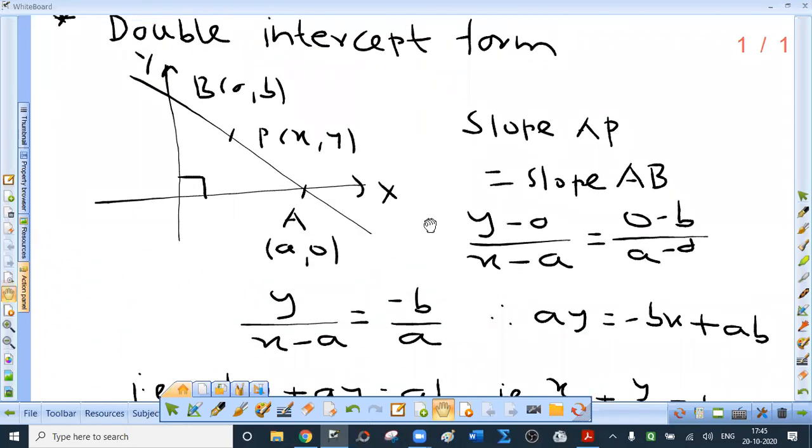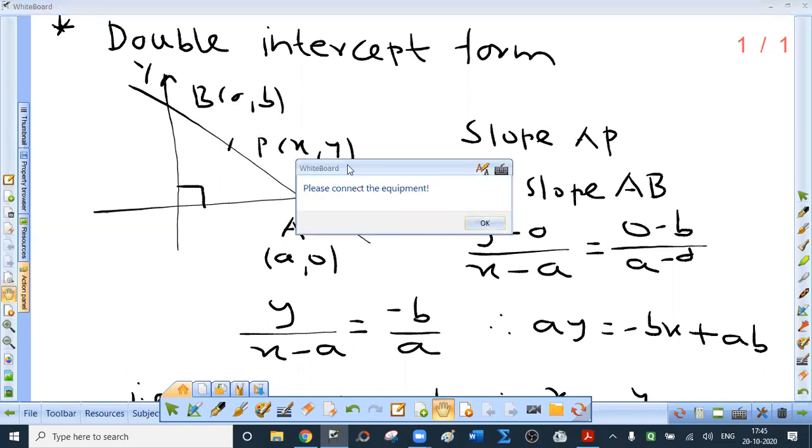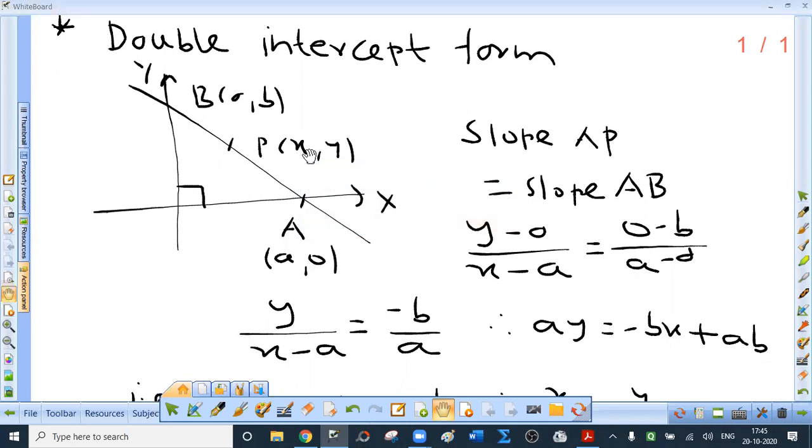Okay. Now x-intercept is A means what? Line cuts the x-axis in the point (A, 0). Y-intercept is B means line cuts the y-axis in which point? (0, B). Let P(x, y) be any point on the line. Now the 3 points A, B, P are collinear. So slope AP equal to slope AB.